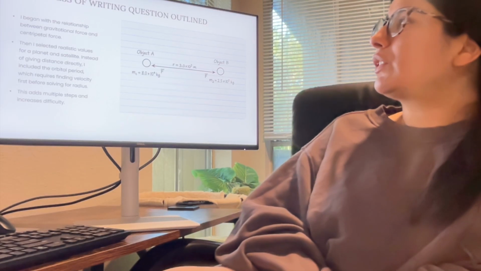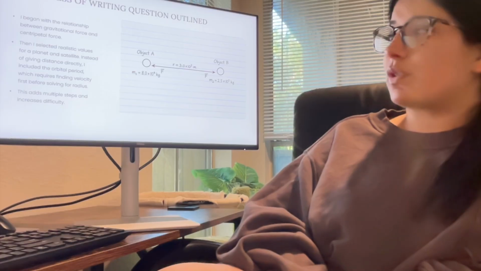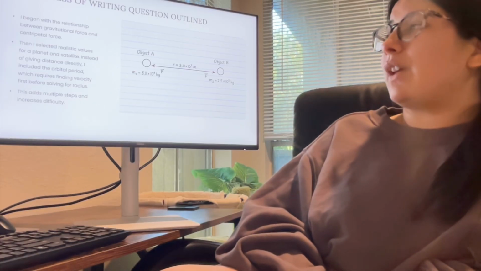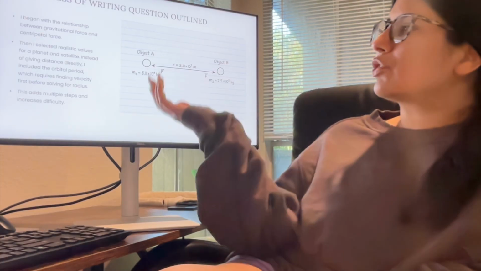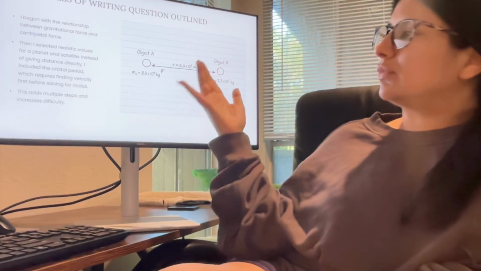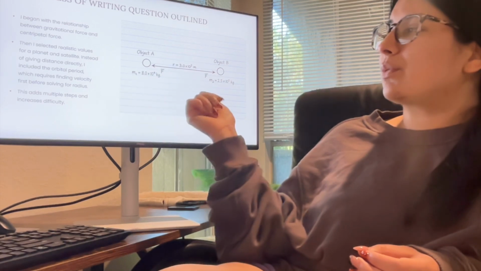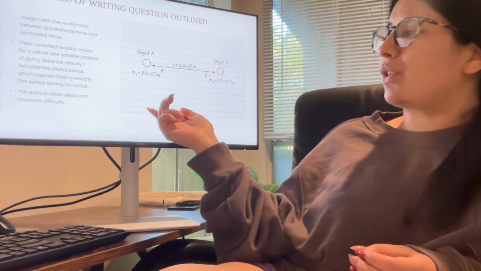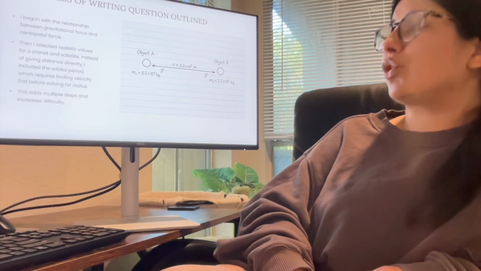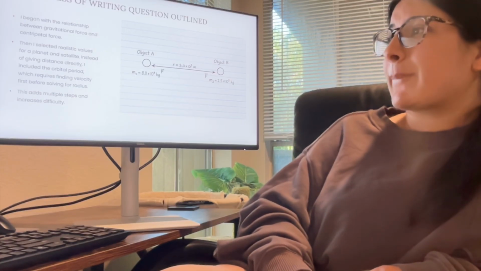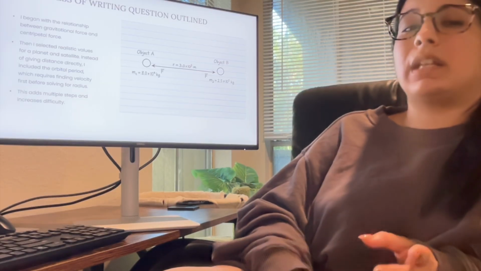The process of writing this question outlined: I began with the relationship between the gravitational force and centripetal force. Then I selected realistic values for a planet and a satellite, which could be a planet, whatever. Instead of giving the distance directly, I included the orbital period, which requires finding velocity first before solving for the radius. This adds multiple steps and increases the difficulty. I didn't want to make a basic plug-in problem, so I made it a little more complex.